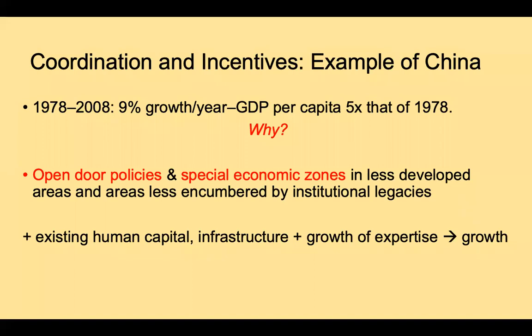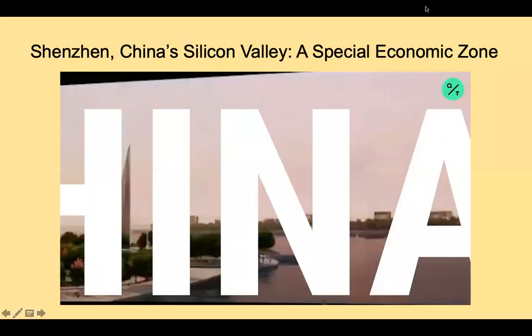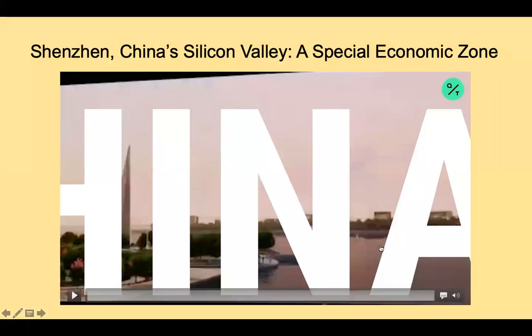complementarities and coordination and incentives in less institutionally entrenched areas equals growth, especially when the state can simultaneously promote improvements in human capital and skill acquisition, the growth of expertise, etc. Classic example. Let's watch a video that helps to put this in perspective.